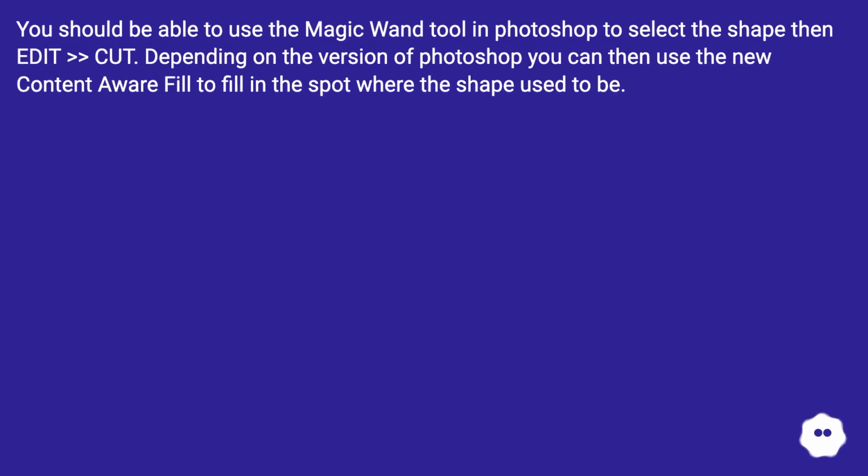You should be able to use the Magic Wand tool in Photoshop to select the shape, then edit, cut. Depending on the version of Photoshop, you can then use the new Content Aware fill to fill in the spot where the shape used to be.